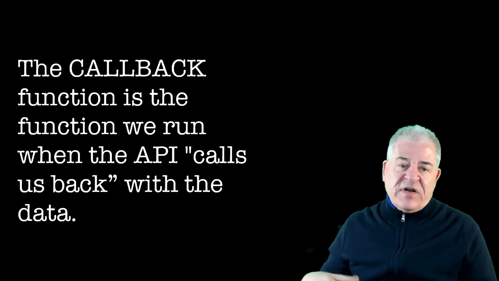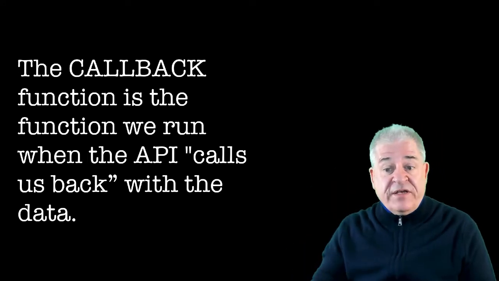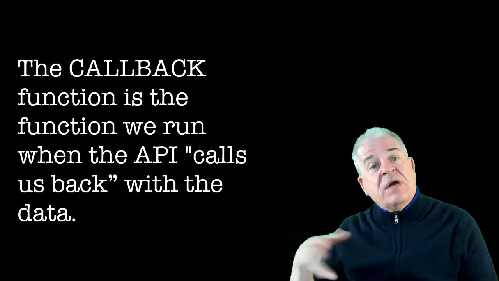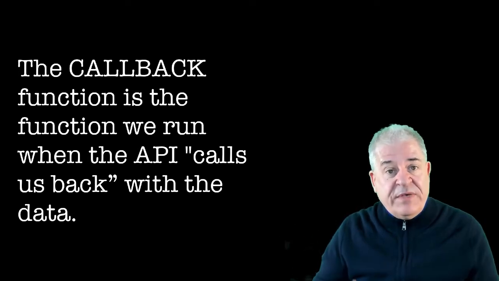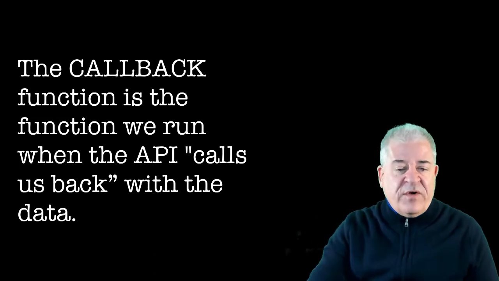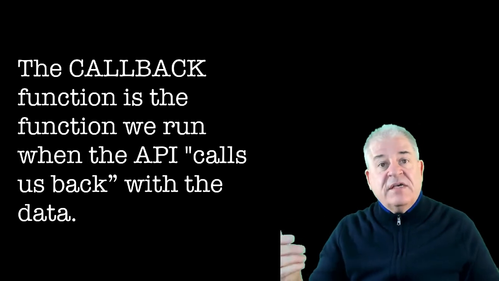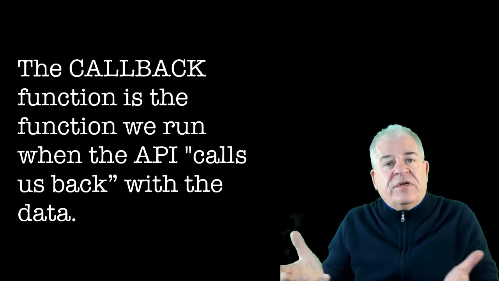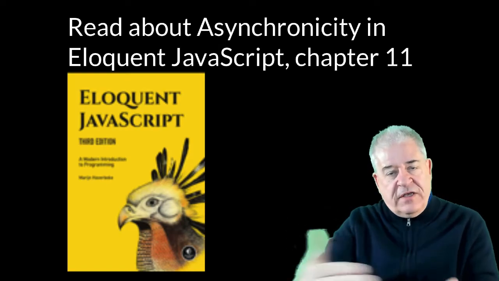So we can't have our program just go on its merry way and do other things, because the other things that the program wants to do depend on the data having come back from the API, but we don't know how long that's going to take. So we can't just say, send the request to the API and then wait 30 seconds or wait 10 seconds or wait 2 milliseconds. We don't know how long it's going to take. So what we do is what we call an asynchronous call of this function.